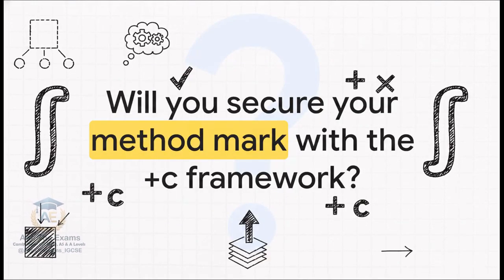Which brings us to our final thought. Mathematics isn't just about getting the right answer. It is about proving how you got there. That single, tiny letter C carries the weight of a massive mathematical concept. So the question is, will you leave your next method mark to chance by just rushing through the motions, or will you secure it by meticulously applying the +C framework we outlined today? Remember, every single mark matters, and your process is your power.